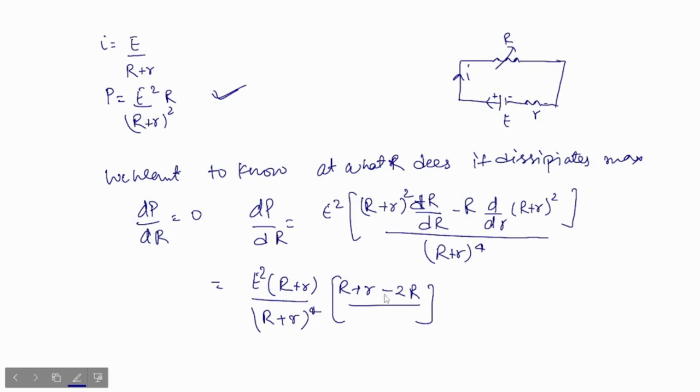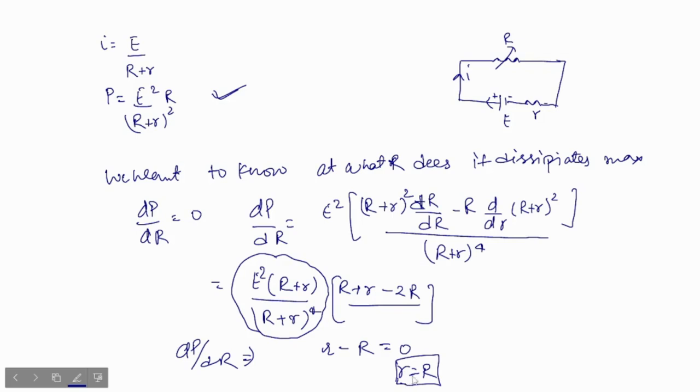So from here, for maximum power, you know that dP by dR should be zero. From here you will get small r minus capital R equals zero, because the other terms cannot be zero. This implies small r is equal to capital R. That means when your internal resistance is equal to the external resistance, your power will be maximum.